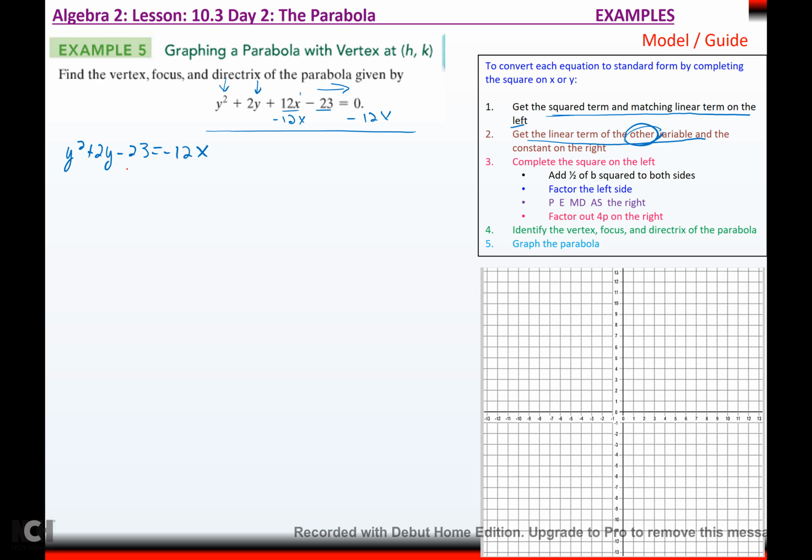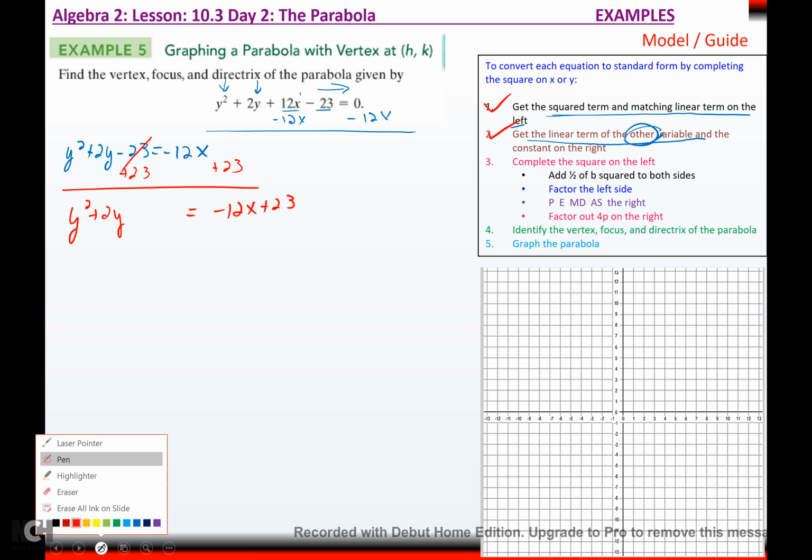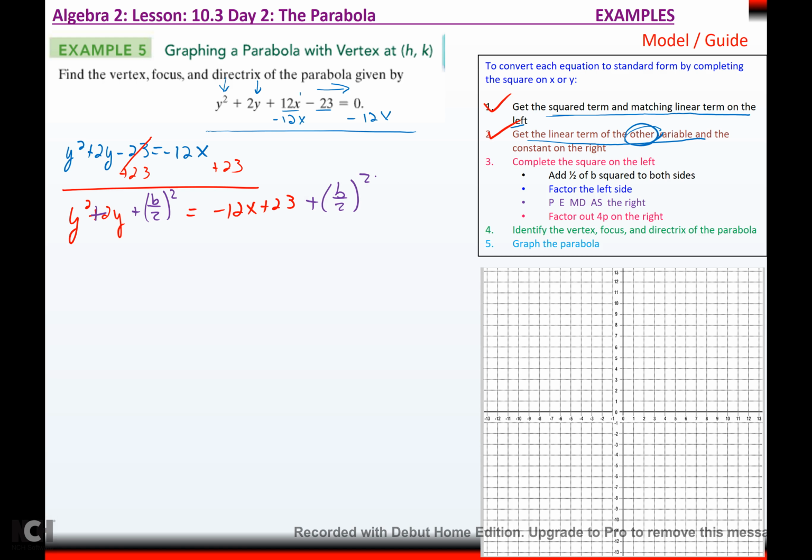Then I'm going to add 23, add 23. I'm going to have y squared plus 2y equals negative 12x plus 23. So steps 1 and 2 are done. Okay, step 3, we're going to complete the square. Alright, we do that by adding half of b squared to both sides. All I got to do is figure out what half of b is.